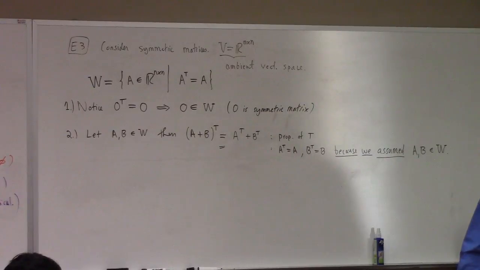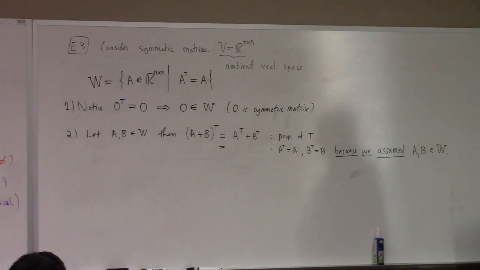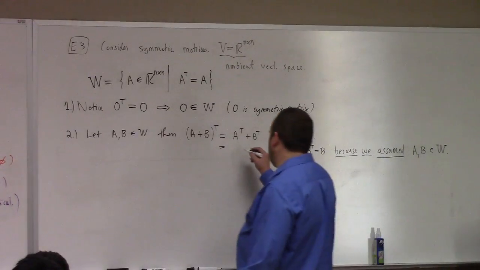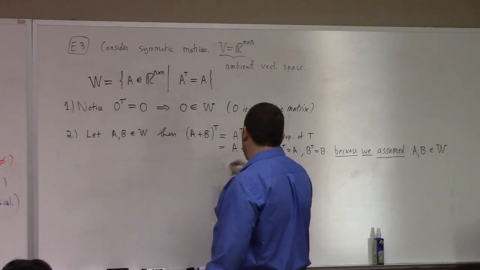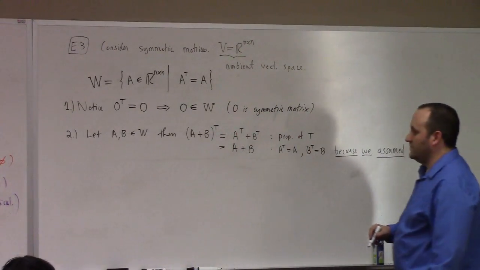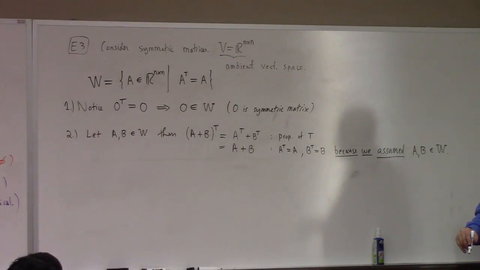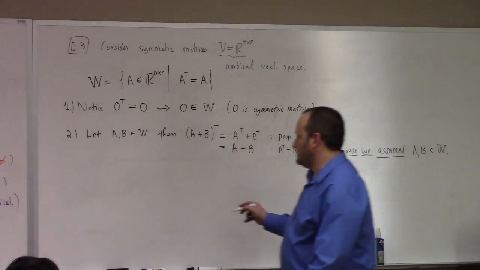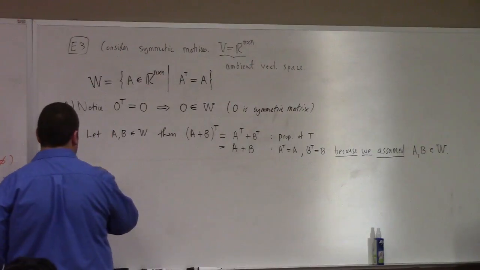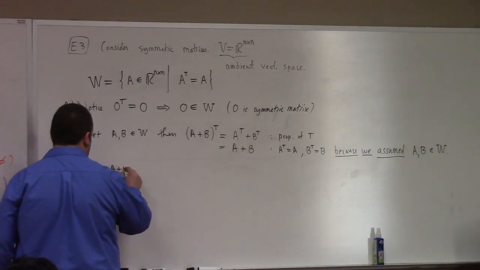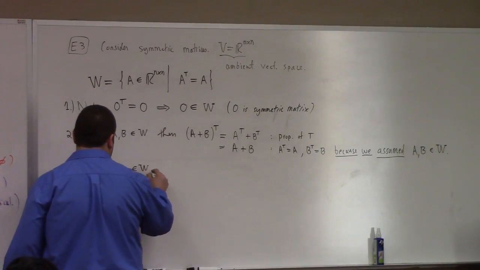Right? A transpose is equal to A, and B transpose is equal to B. Why? Because we assume that they're in W, right? So this is A plus B. So what have we shown? Thus, A plus B is an element of W.